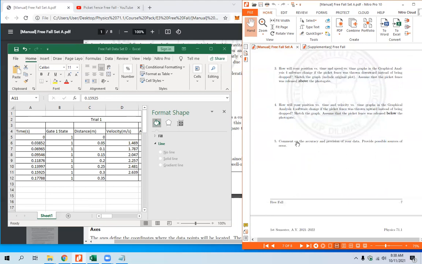Lastly, in question 5, comment on the uncertainty and precision of your data. Provide possible sources of error. This second section is actually difficult because you didn't do your experiment. So I'm not expecting you to answer this second part of the question. You can, and I would appreciate it, but you don't have to. So you just comment on the accuracy and precision of your data. You have multiple trials of measurements, and you have the theoretical value of g to compare. So you have all the tools you need to make a proper assessment of accuracy and precision.